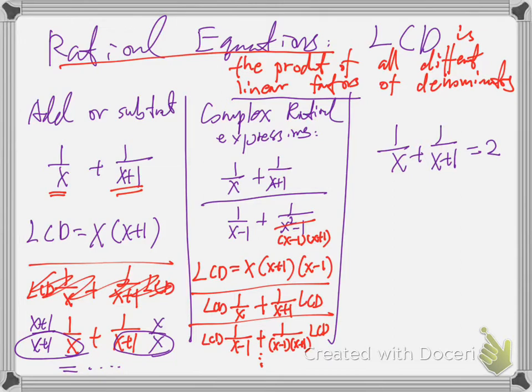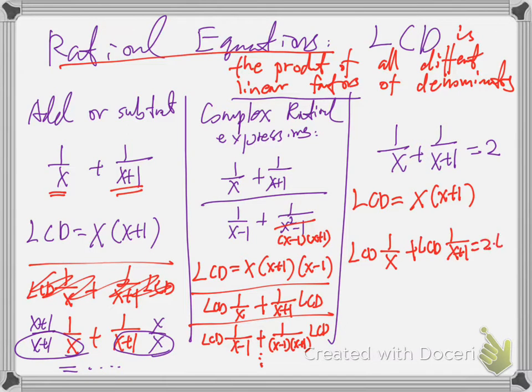So our first step is the same: we need the LCD. What's the LCD? It is the linear factors of the denominators, so it's still x times x plus 1. So what's next? Just like the middle case, complex rational expressions, everybody in the equation is multiplied by the LCD. So the LCD times 1 over x plus the LCD times 1 over x plus 1 is 2 times the LCD.